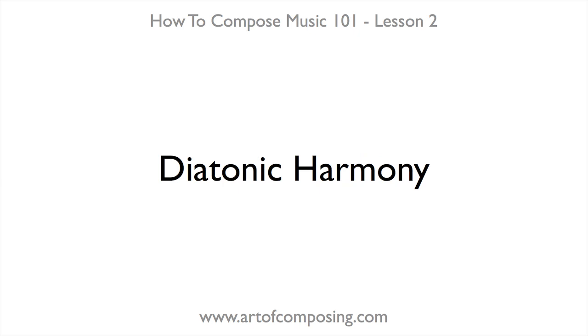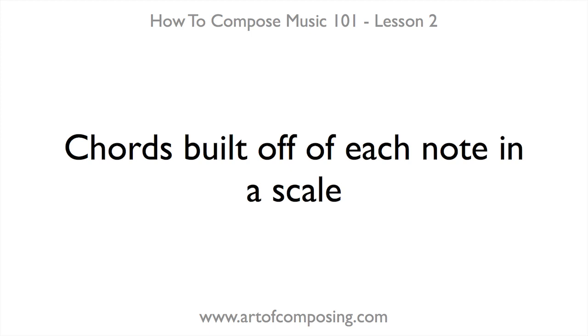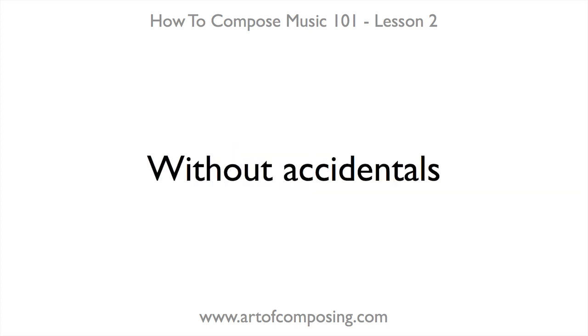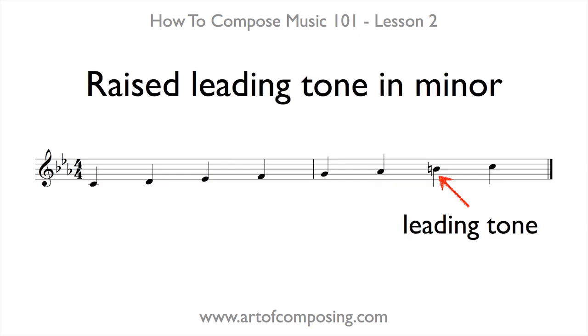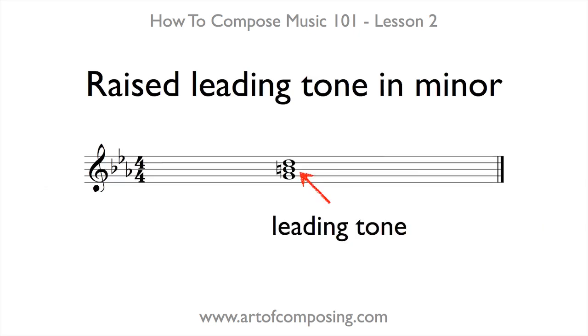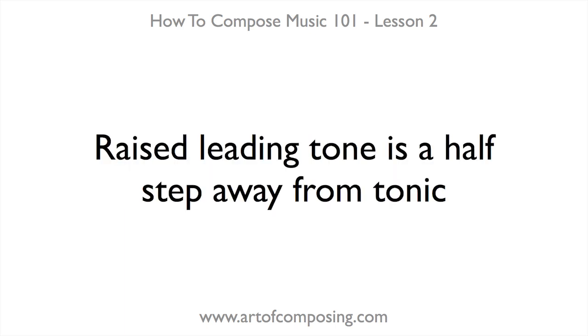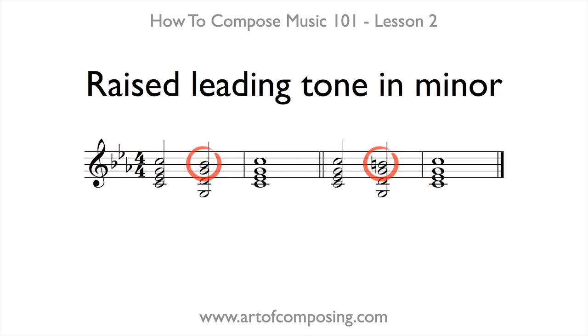So let's look a little more in depth at what diatonic harmony is. Diatonic harmony is chords built off of each note in a scale, using thirds, without accidentals. There is one exception to this rule. If you're in a minor key, you want to raise the seventh note in the scale, also known as the leading tone. The reason is, it's only a half step away from tonic, and it gives it a much stronger pull. Listen to this example of a dominant chord without the raised leading tone, and then one with the raised leading tone.